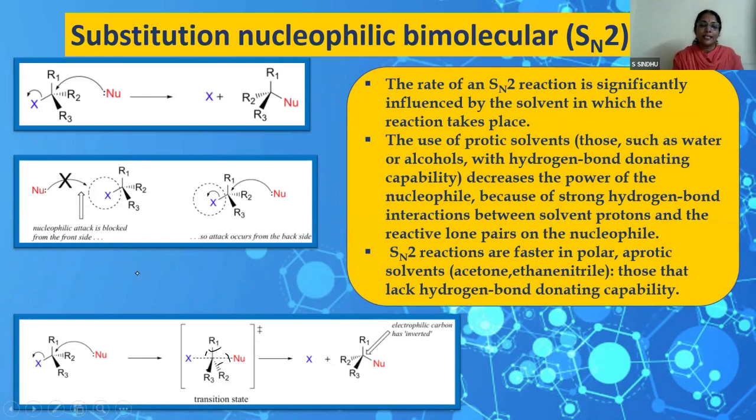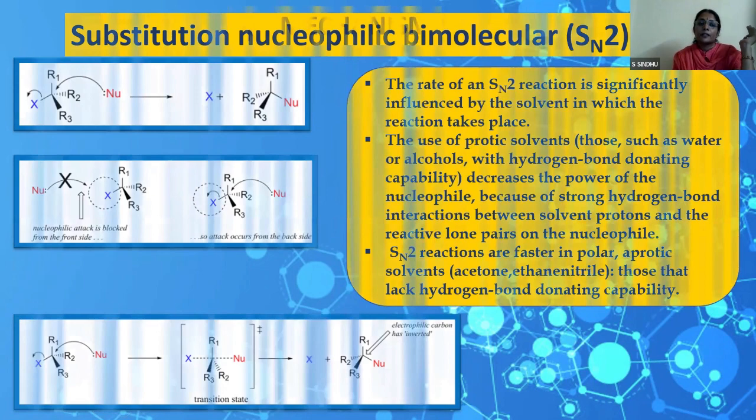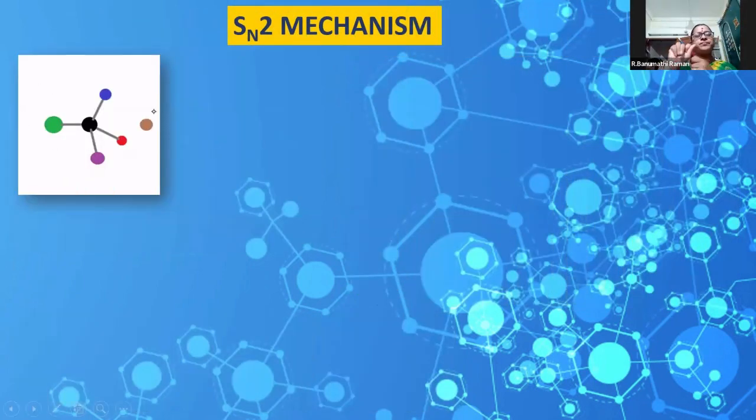Or I think that discussion will come out later. So basically the step here, and as you were saying, teachers, there is an inversion. When it's optically active, there will be an inversion of configuration, is it not? Because always the attack is from the opposite side, the back side.